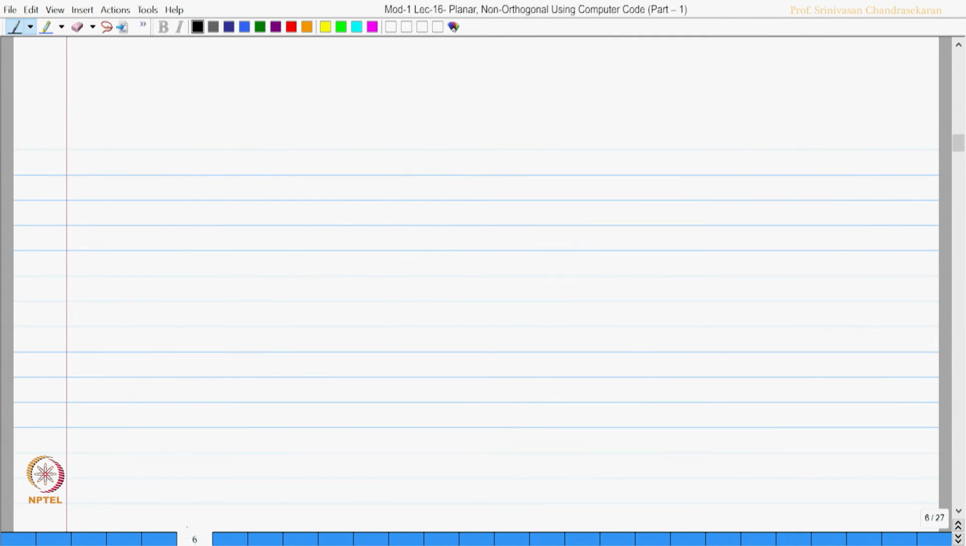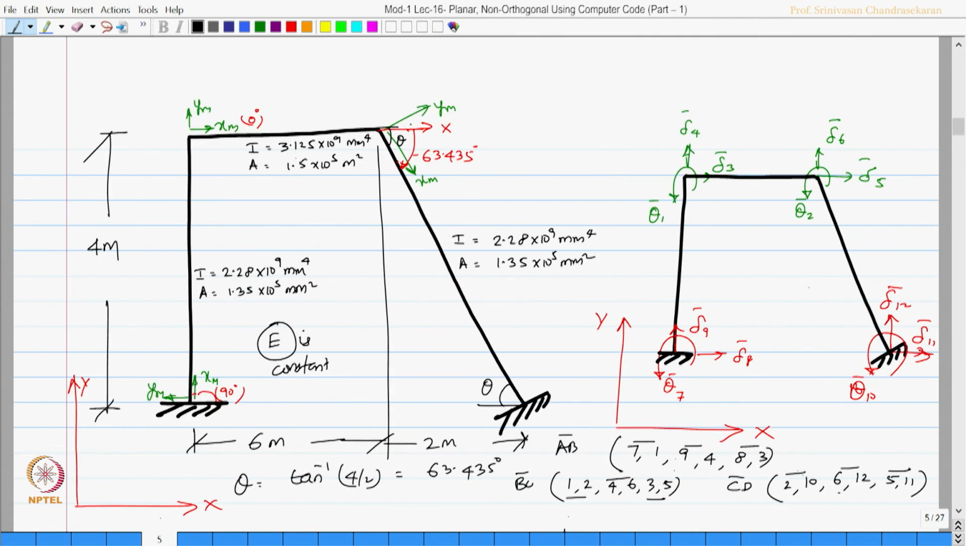After doing this, let us make a table. Let us say the member, the joint which is my j and k end, and then the length of the member, then c x, c y after knowing theta. So, I think you will be able to compute this for member 1, that is AB, for member BC, for member CD. Let us say this is A, this is B, C and D.